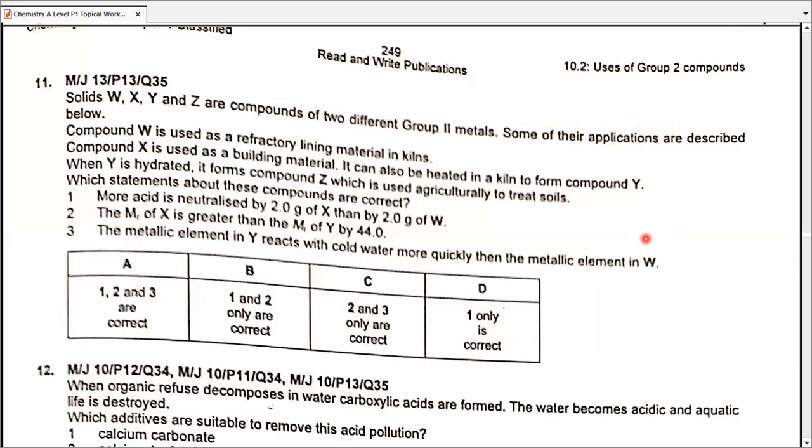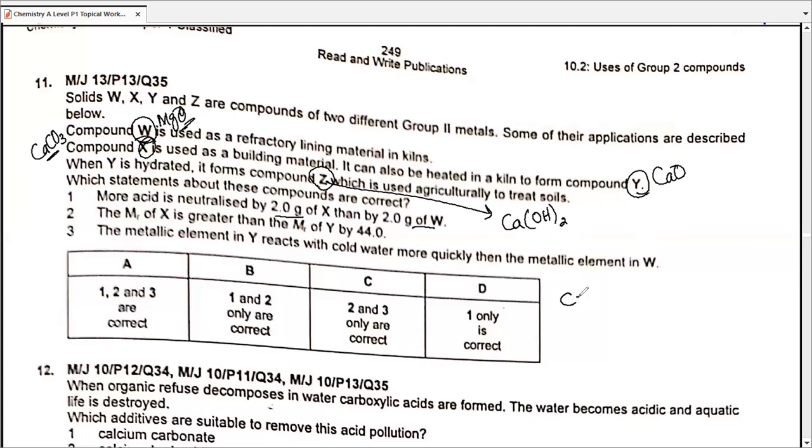Now, first thing first, you're good with all compounds. This one is MgO. This one is definitely CaCO3. And then if we heat it up, this would give us CaO. And of course, if we hydrate it, this would be Ca(OH)2. Now, if you look at it, they are talking about 2 grams of X, more acid is neutralized by than 2 grams of W. All right. So we're comparing this and this.